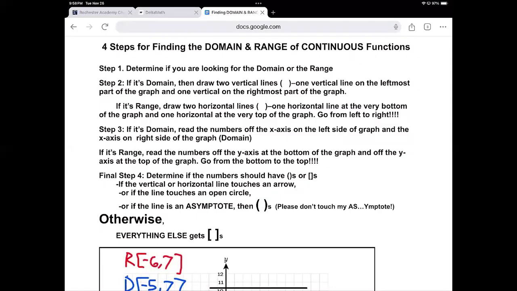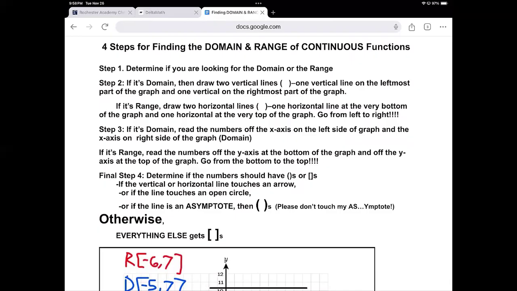Hey, I am going to do a video on how to find domain and range for a continuous graph or a continuous function. All right, so there's 4 steps. Very first step is you have to determine if you're looking for the domain or the range. Sometimes you look for both, but most of the time you're looking for one or the other. So determine what you're looking for.